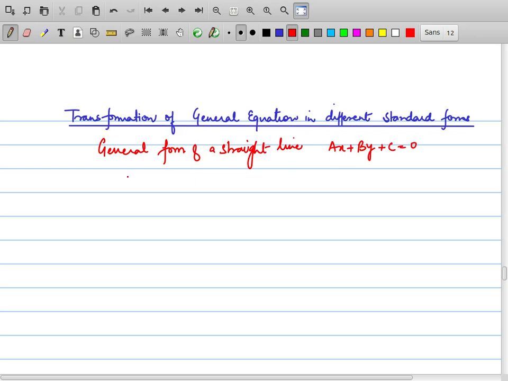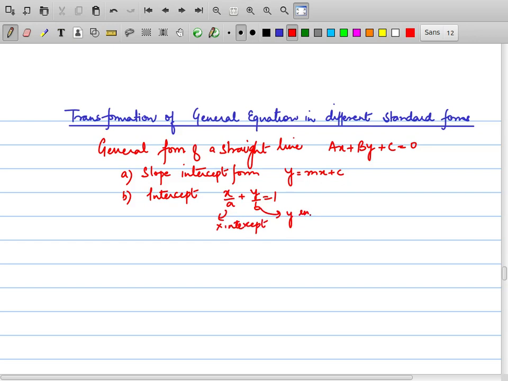Now under this we have studied various standard forms. That is the slope-intercept form, y is equal to mx plus c. M was the slope, c was the y-intercept. Second was the intercept form, x upon a plus y upon b equals 1. What was a? A was the x-intercept, and b was the y-intercept. As I had already discussed with you, x and y intercepts are sign sensitive. And the third was the normal form.